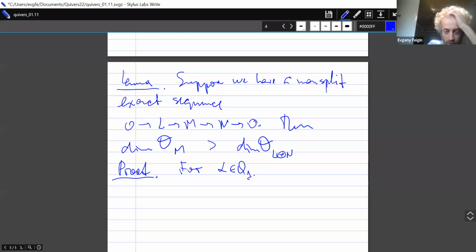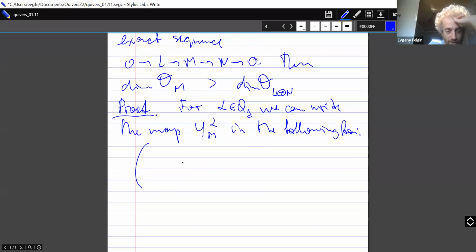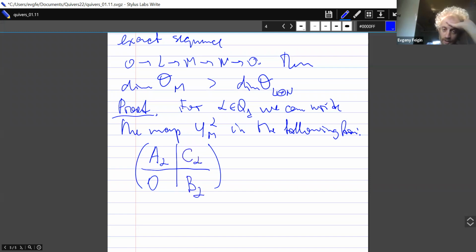for alpha to 1, we can write the map phi m alpha in the following form. So we have a matrix somehow cut into 4 parts. So here I could say A alpha, here I put B alpha, here I put C alpha. Okay, so this corresponds to L, and this is M. So this is L.